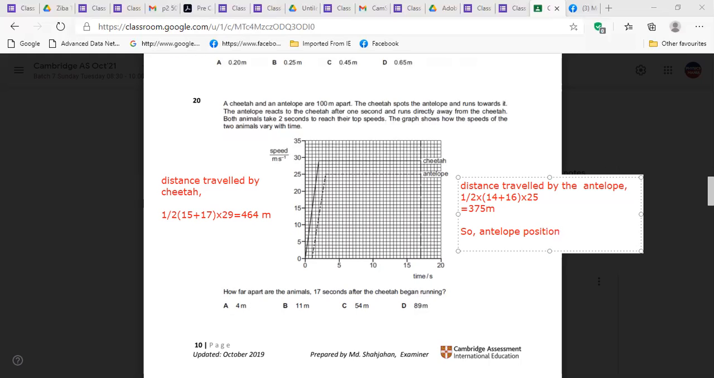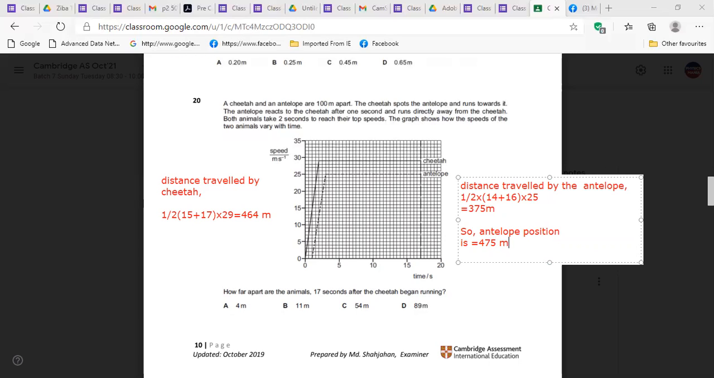The antelope position is how much? 375 plus 100, right? 475 meters. So 475 meters is the distance traveled from the beginning. At the beginning it was 100 meters away, then again 375, now it is 475.